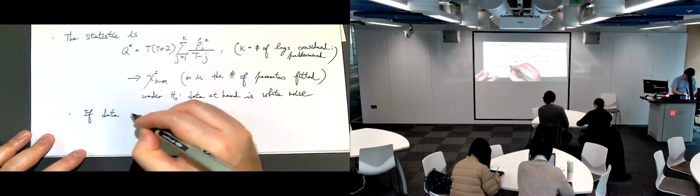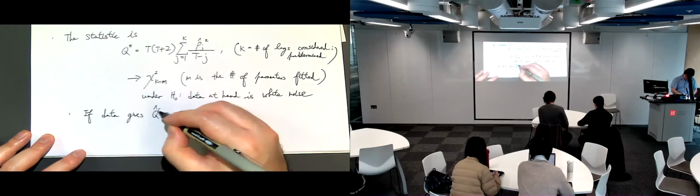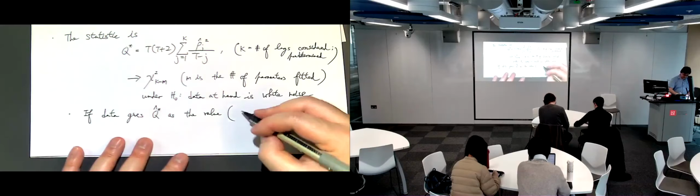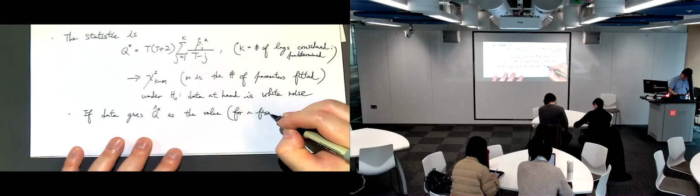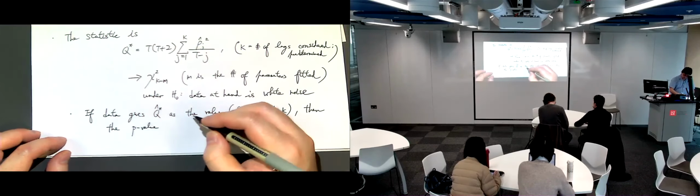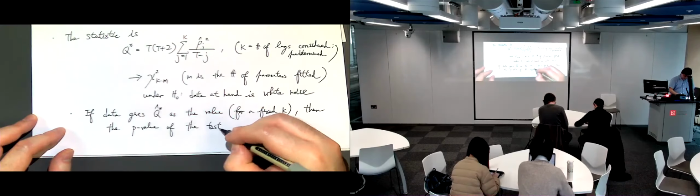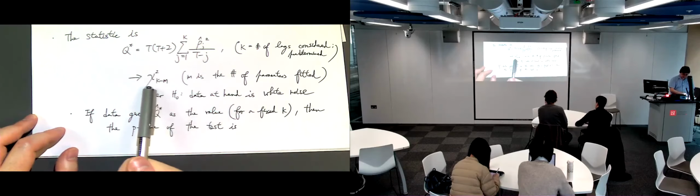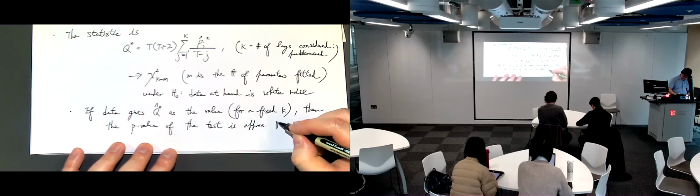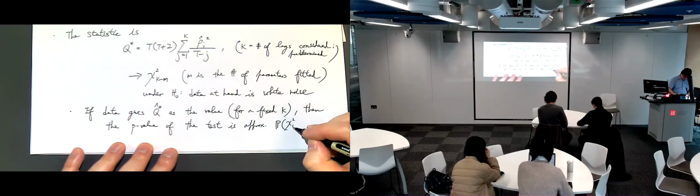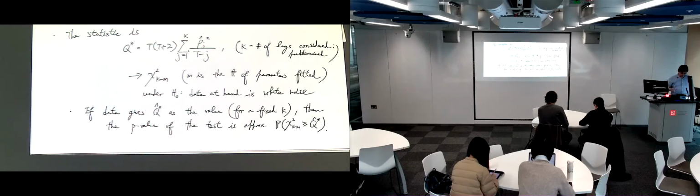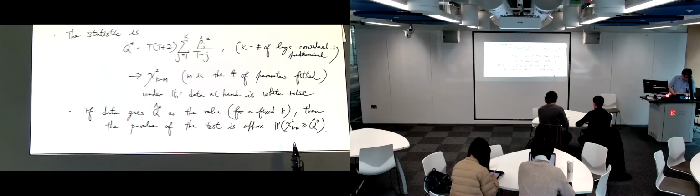So if the data gives you Q star hat as the value, for a fixed value of K, then the p-value of the test, using the chi-square approximation, is approximately the probability that a chi-square with K minus m degrees of freedom is larger than or equal to this value Q star hat. So basically this p-value is under H naught.